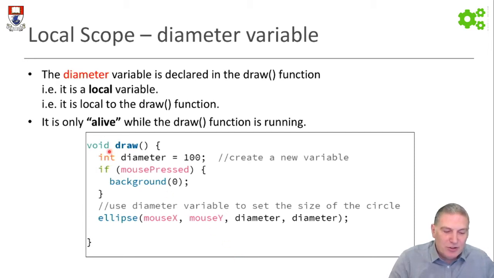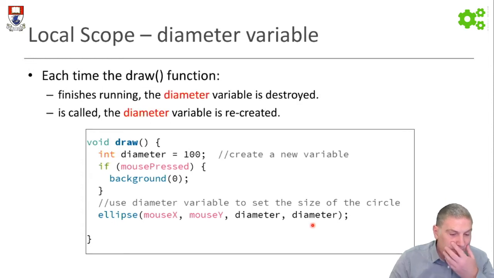So if we take a look at the draw function, we can see that we've declared the integer variable diameter here. So it gets created every time draw runs. And then we do what we did previously, drawing the circle at the current xy value, which has a diameter of 100. Each time the draw function finishes running, the diameter variable gets destroyed. Each time the draw function is called, the diameter variable is recreated.